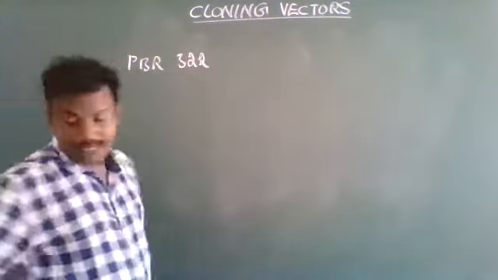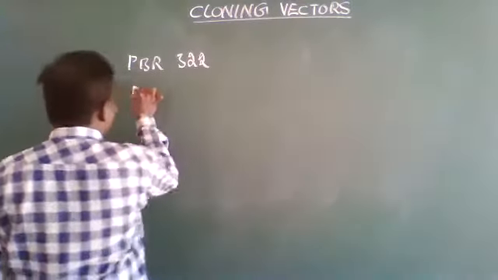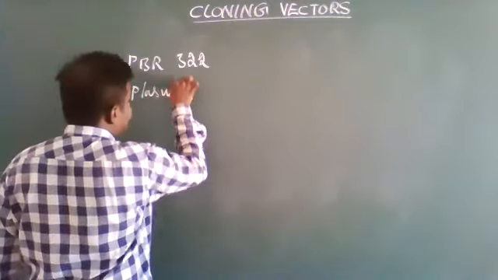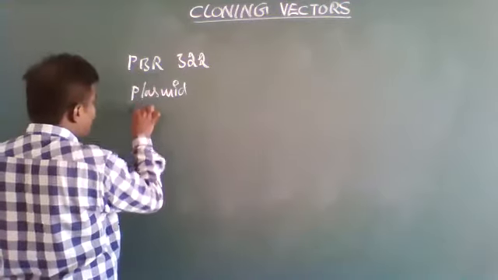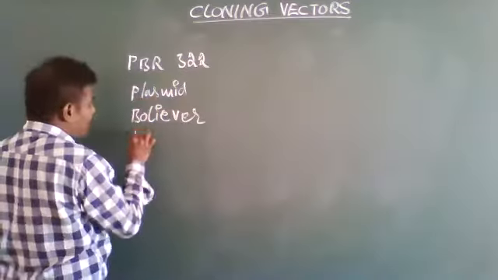pBR322. It is a plasmid. P stands for plasmid. B is for Bolivar, and R is for Rodriguez.